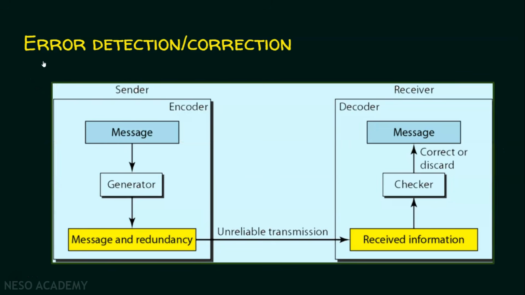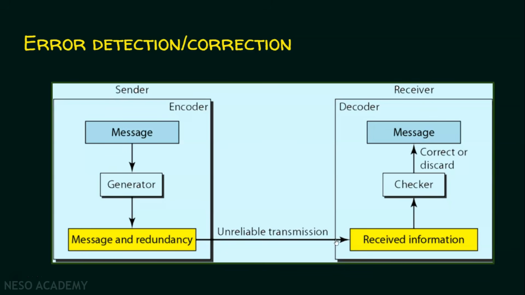Now let's see whether error detection and error correction need redundancy. Yes, both need redundancy. Why? Because without additional information, it's very difficult to detect or correct the errors. So when the sender sends the message, there will be a generator or some algorithm to generate the redundancy, and this redundant information and the message are generally sent over an unreliable transmission medium.